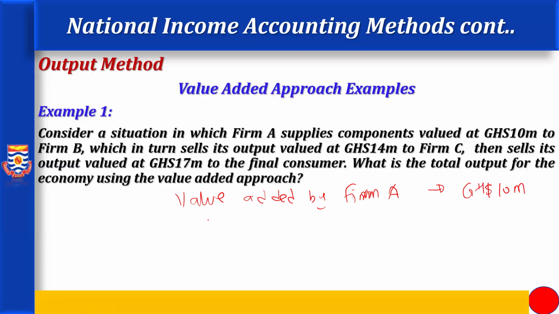Now, the question says that firm B in turn sells the output at 14 million to firm C, right? So here, we can say value added by firm B. Remember, firm B bought something at 10 million. They manufactured something out of it and sold it at 14 million. So it means that the value added by firm B is actually only 4 million.